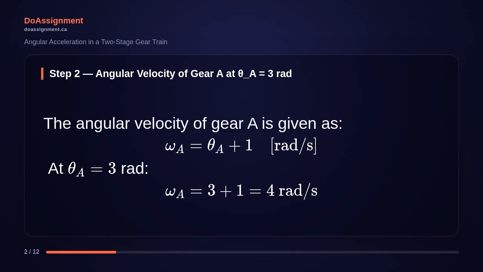We are told that the angular velocity of gear A equals theta A plus 1 in radians per second. Substituting theta A equals 3 radians, we get omega A equals 4 radians per second.